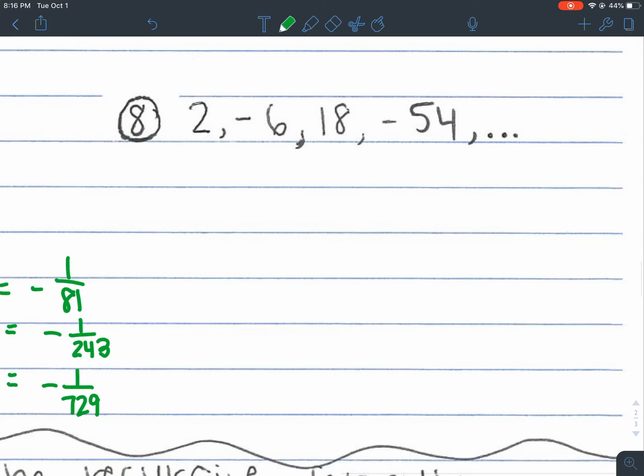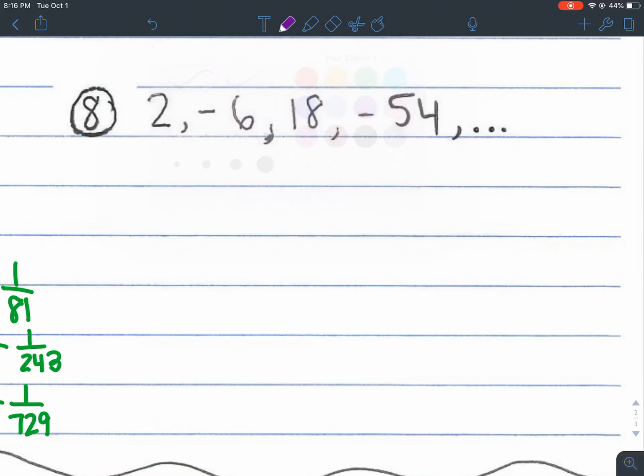All right, our second to last problem, we are almost there. So let's see what this is doing. Well, this is 2 and then -6, 18 and then -54. First of all, you should notice that the signs are flip-flopping: positive, negative, positive, negative. That's a big indicator to me that I might be multiplying by a negative. So 2 times what is going to give me -6? -3.